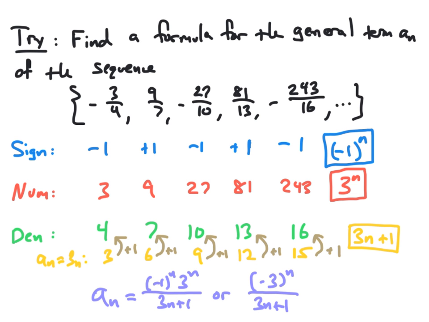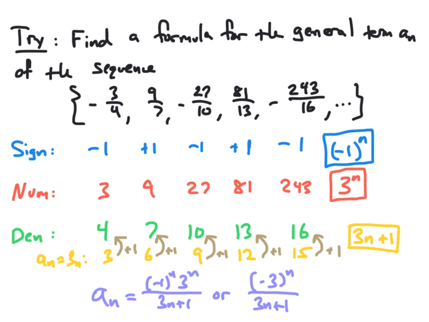So we can break this down into the 3 different pieces. The sign is negative, positive, negative, positive, negative. And so we know that will be a negative 1 to a power. And since our first term is going to be negative, we want the exponent to be odd when our index is odd. And so one way to do that would be to write that as negative 1 to the nth power. And that will give us the odd terms being negative and the even terms being positive, which is what we want in our sequence.